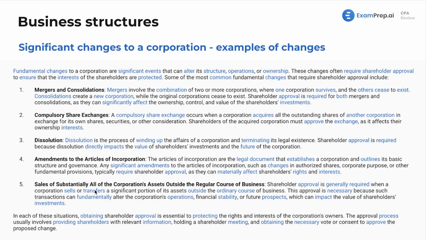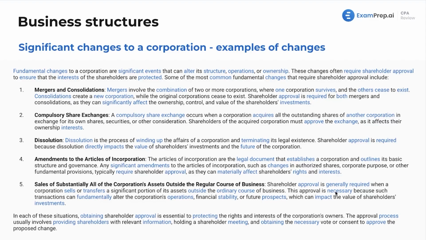Then sales of substantially all of the corporation's assets outside the regular course of business, right? If we're dealing with Lowe's, if someone wants to sell all of the physical locations or all the inventory or sell off all of the gardening equipment that Lowe's sells, that would be a sale of a good amount of all of the assets outside the regular course of business.